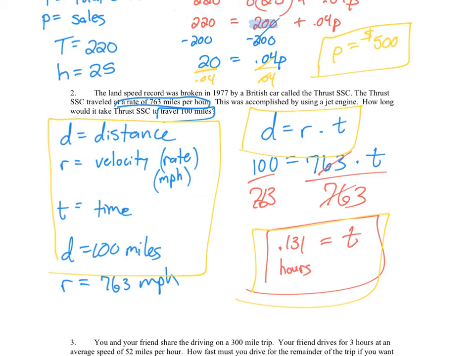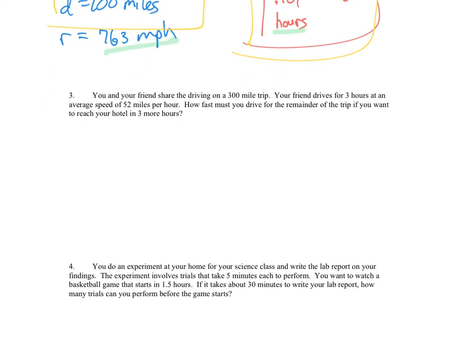And I'm going to add that the reason why I labeled this in hours is because they told us it was miles per hour. So the miles per hour is why we use hours. If it was miles per second or minute, we would say in minutes. All right, and we'll continue on to number 3.